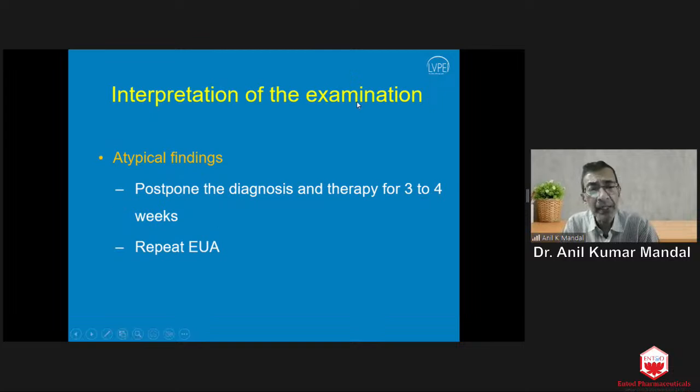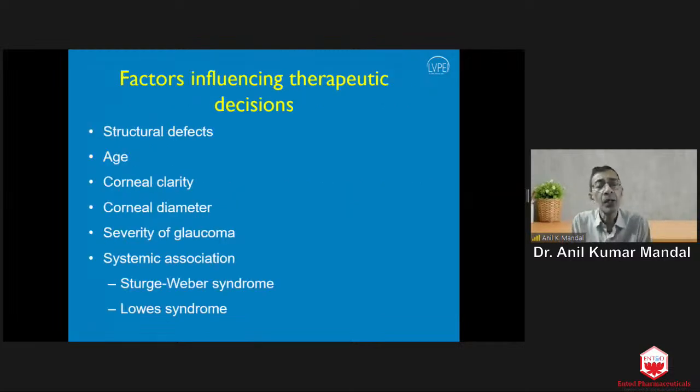Interpretation of findings: as and when you are gathering information during the examination under anesthesia, you are getting plus points for establishing the diagnosis of primary congenital glaucoma, and you are getting some negative things which are against the diagnosis of primary congenital glaucoma. So you will have to collate all the information to establish the diagnosis, and ultimately you'll have to come to the conclusion whether it is primary congenital glaucoma or secondary developmental glaucoma, and whether early surgical intervention is important.